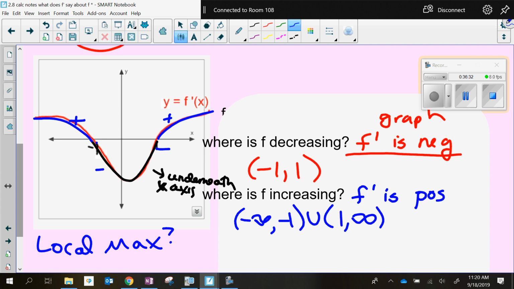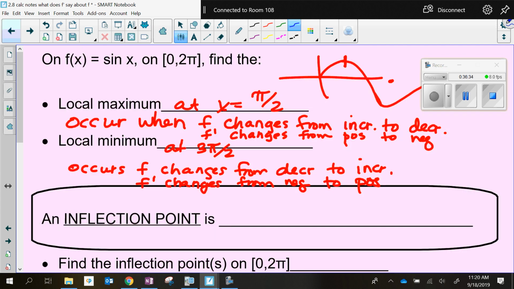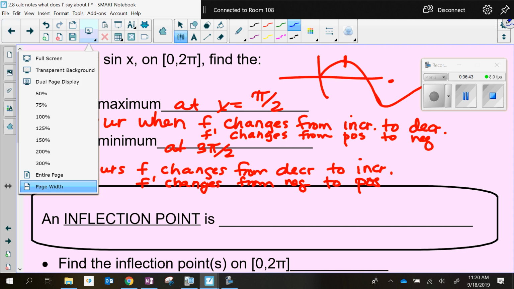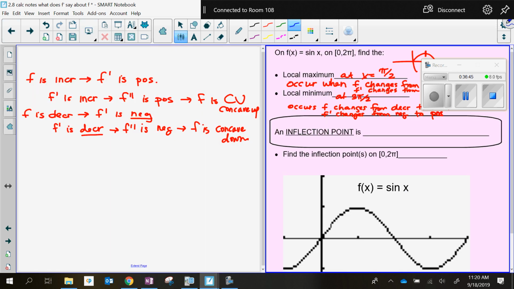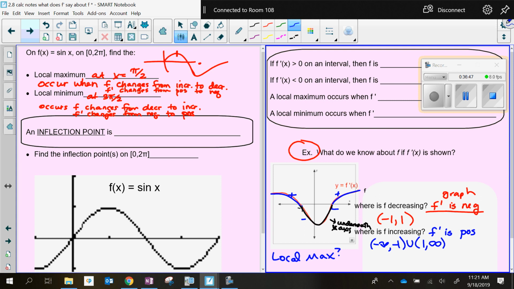Okay, go back a page. Remember, a max occurs, we're looking at f prime, so you want to see when it changes from positive to negative. So where is it changing from positive to negative? It's positive, it's positive, it's negative. So there must be a max at x equals negative 1. Does that make sense?